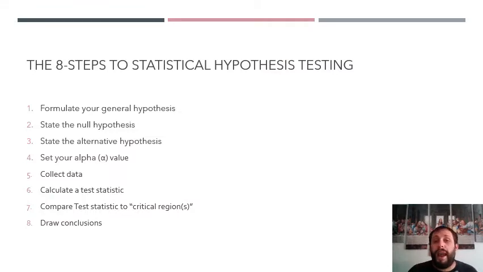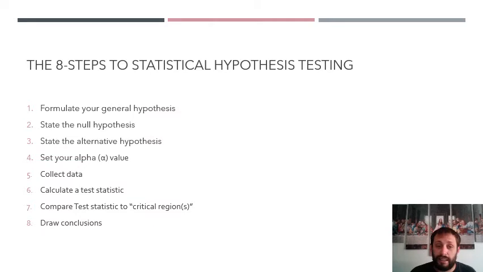We'll be going through 8 different steps today for hypothesis testing. The first one is one you already know how to do, which is formulating your general hypothesis. Next, we're going to state the null hypothesis, so you're going to get a little bit more detail about what a null hypothesis is. Then we'll state an alternative hypothesis. Then we'll set our alpha value. Then you'll notice this precedes collecting data, so all this stuff should be done before you even collect your data.